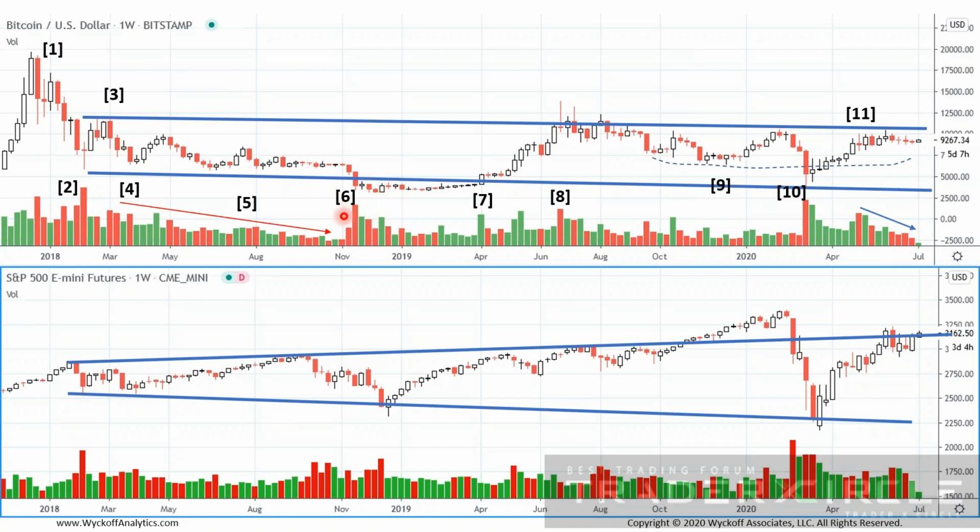Point 6. In this context, price collapses to 3,000. This is a very oversold area. Massive volume. Look at the S&P. Bitcoin is anticipating the bottom of the S&P. Beautiful.